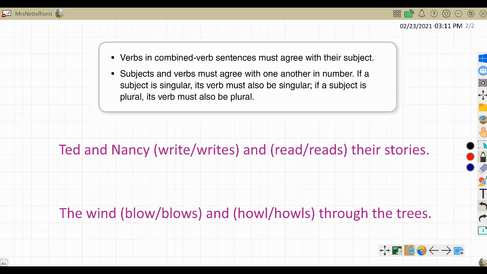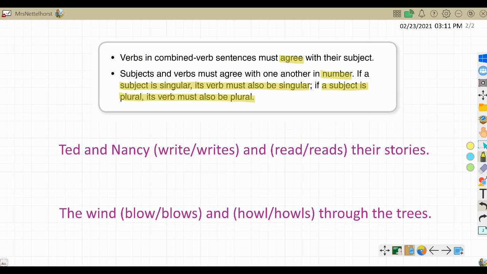Let me grab the highlighter. And let's read the rule box together. This is the rule box from your worksheet. Okay, verbs in combined verb sentences must agree with their subjects. So you must have subject-verb agreement. Subjects and verbs must agree with one another in number. So if a subject is singular, the verb must be singular. If a subject is plural, its verb must also be plural.